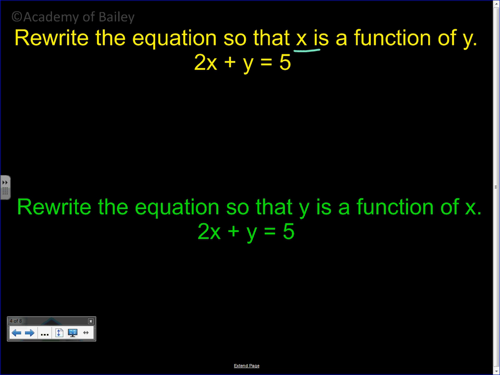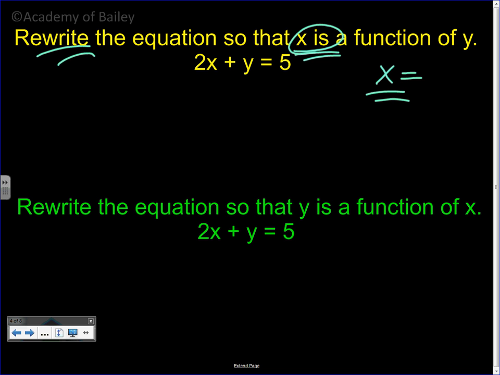So when it says x is, go back to your verbal model. This is a good indication. When it says x is, we know we are going to be looking for an equation that's going to say x is equal to. So in this first example, when it says rewrite the equation so that x is a function of y, we're looking to get x by itself.